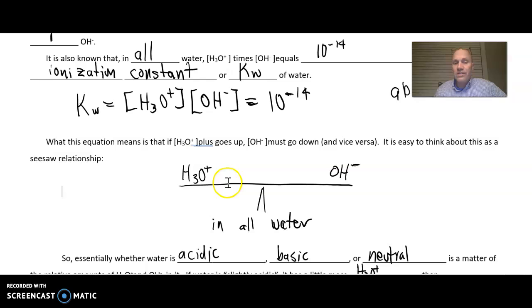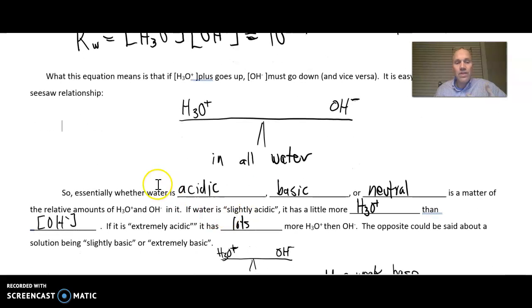All right, and because of that, one way to think about this is that you have this seesaw relationship between the amount of H3O plus and the amount of OH minus. All right, because when they're multiplied by each other, they always have to equal the same number. So this is essentially what makes water either acidic, basic, or neutral. And it all has to do with the relative amounts of H3O plus and OH minus.